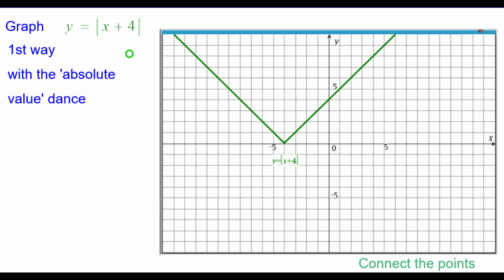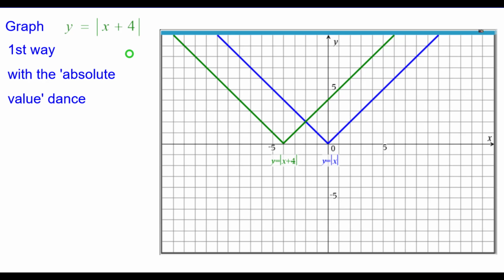Connect the points with that absolute value v and compare it to the parent function y equals absolute value of x. And you can see that going from blue to green, we're going to the left 4 units, not only at those 3 points, but at every single point has been shifted to the left 4.